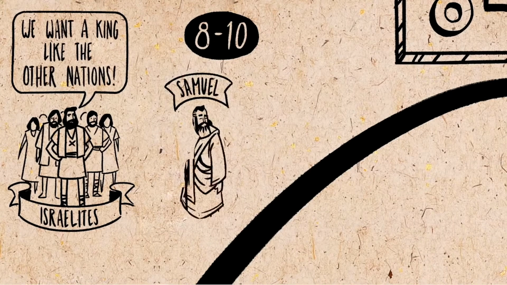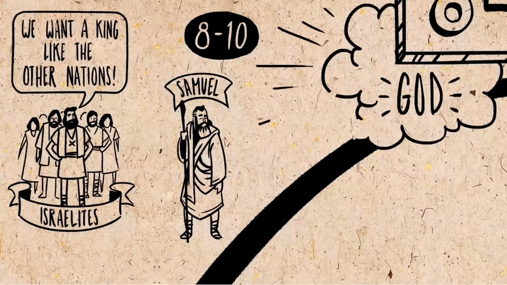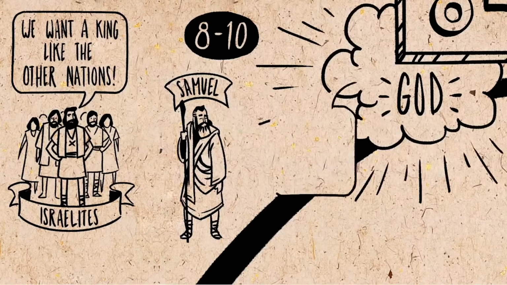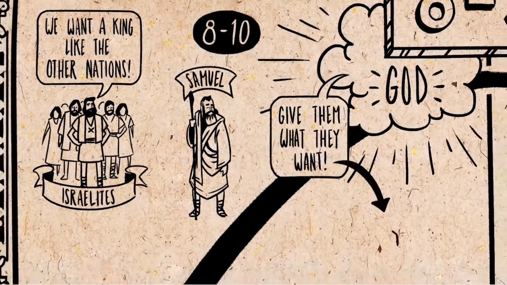And so Samuel, he's kind of ticked off and he goes to consult with God. And God says, yes, their motives are all wrong, but if a king is what they want, give them one. And so we're introduced to the figure of Saul.